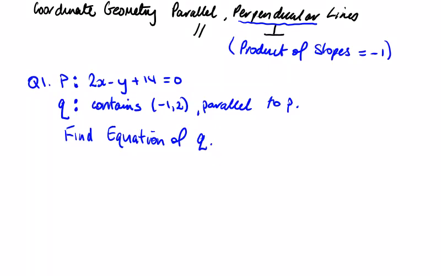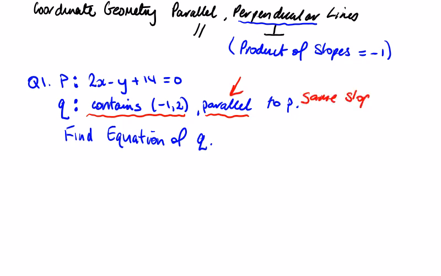In this video, we'll look at parallel and perpendicular lines when we're dealing with coordinate geometry. In this question we're told P is the line 2x minus y plus 14 is equal to 0, and the line Q contains this point and is parallel to P. So the first thing you have to think, what knowledge do I need? Well, it's parallel to P, so same slope.